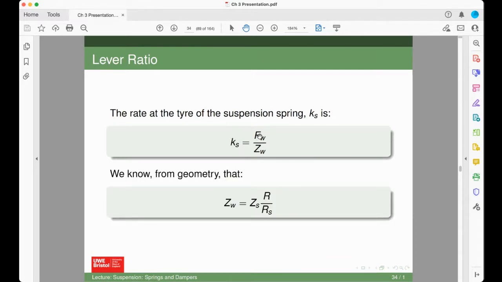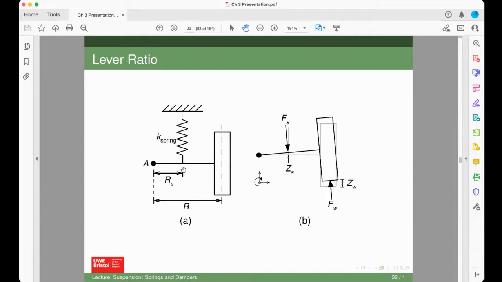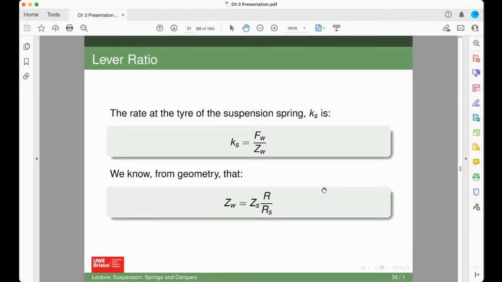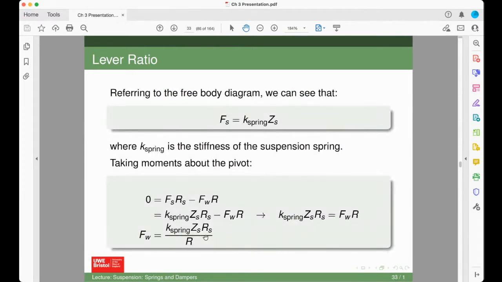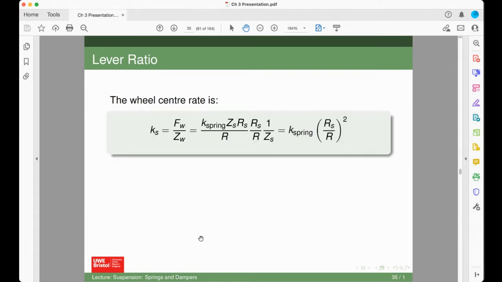And we know from geometry the Zw: there's a simple ratio between the deflection at this point and this point, which is simply the ratio of those two distances. So we know that to be true. So we've replaced Zw down here with this term at the bottom, and replaced Fw with this term here. Put those two things together, and you end up with this simple equation.